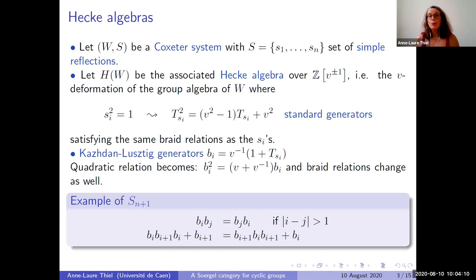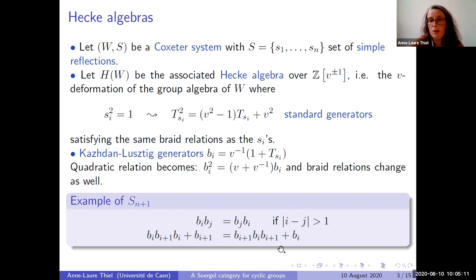It might be handy to work with another set of generators than the standard one, namely the Kazhdan-Lusztig generators that we denote here b_i, which are just v^{-1} times (1 plus our standard generator T_{s_i}). In this case, the quadratic relation becomes b_i squared equals b_i times (v plus v^{-1}). But this time the braid relations change. In the case of S_{n+1}, the Kazhdan-Lusztig generators still commute when the indices are far apart. But when the braid relation was of length three, we have an extra term appearing: b_i b_{i+1} b_i plus b_{i+1} is equal to b_{i+1} b_i b_{i+1} plus b_i.